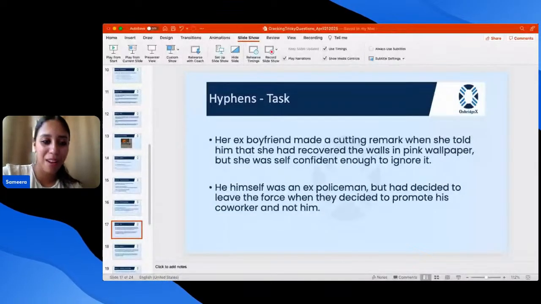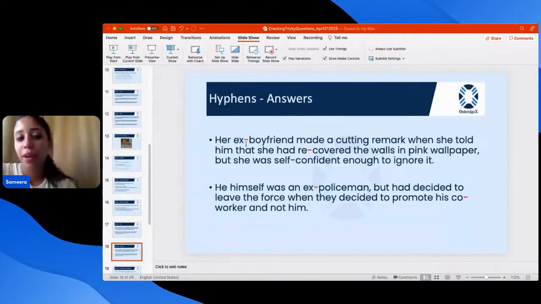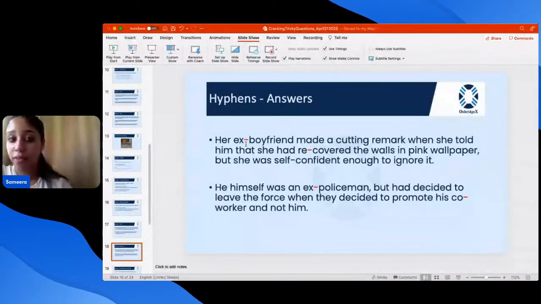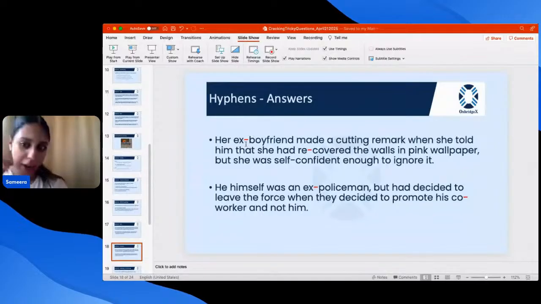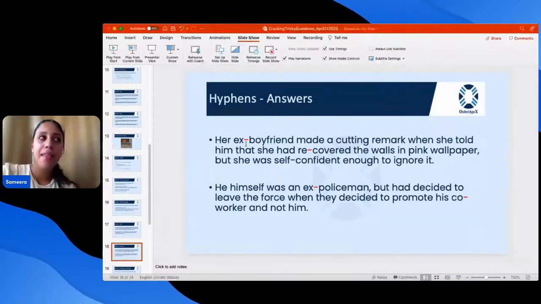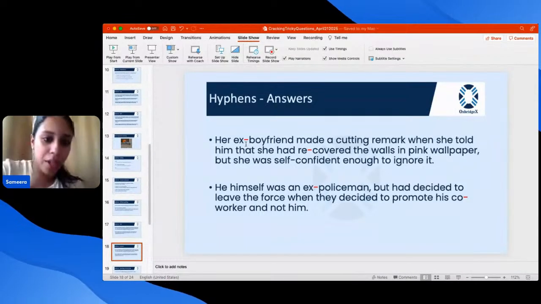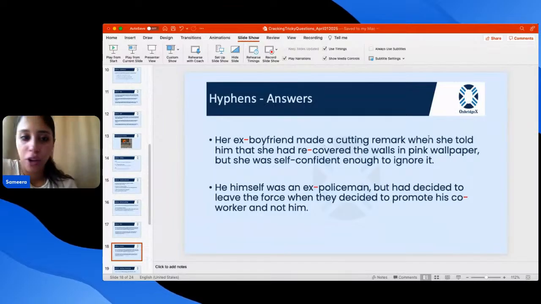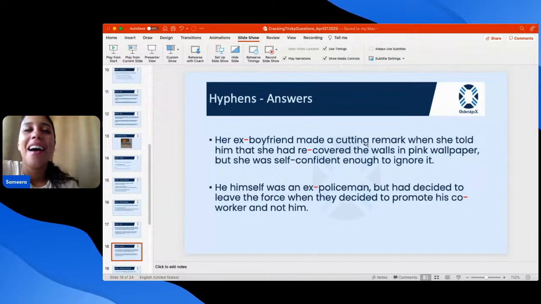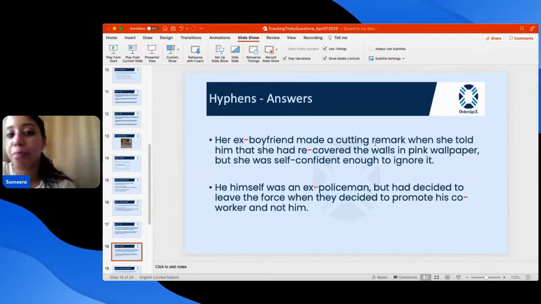So I'm going to spoil it for you guys now. Her ex-boyfriend needed a hyphen because you're showing that he's no longer her boyfriend. Now, for this one, what I would have really done, and again, this type of exercise is really common, plus it's really good to get your head around this: read the whole paragraph, then figure out where the hyphen needs to go, because by the context in the sentence, you'll figure it out a bit more. So her ex-boyfriend made a cutting remark. He's no longer her boyfriend, because I'm assuming that remark really hurt, which it did because it's cutting. So it needs a hyphen because due to that remark, he's no longer her boyfriend. So that's her former boyfriend.